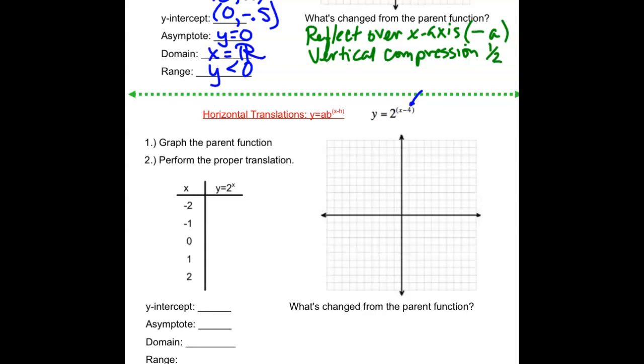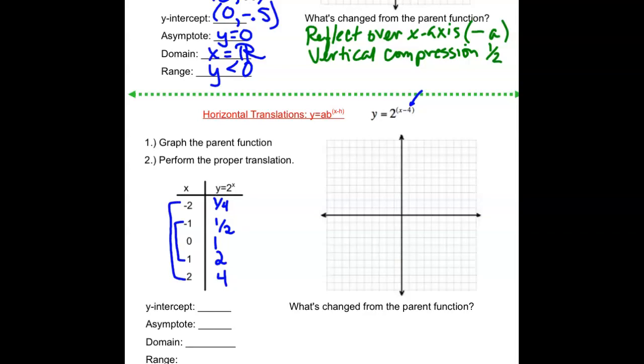And remember, any kind of number inside with x is your left and right kind of shift. Okay? So we're going to graph our parent function again, y equals 2 to the x. 2 squared is 4. 2 to the first is 2. 2 to the 0 is 1. 2 to the negative 1, we have to flip that over and make it a 1/2. 2 to the negative 2, we have to flip it over and square it, so 1/4. Again, these are going to be reciprocals of each other.